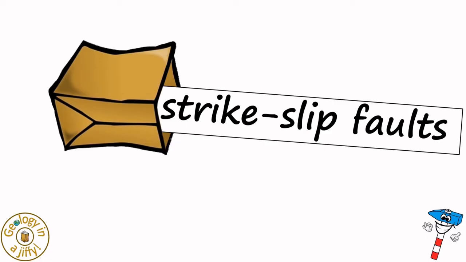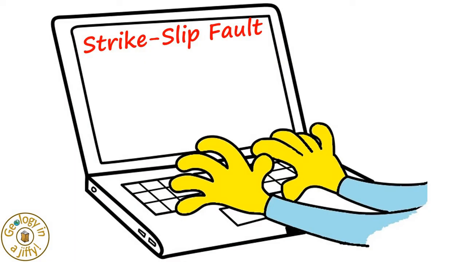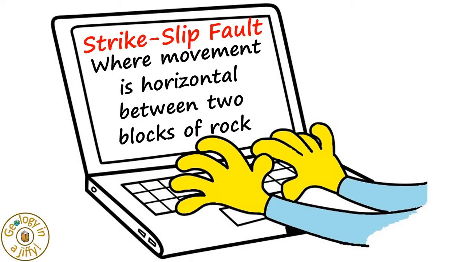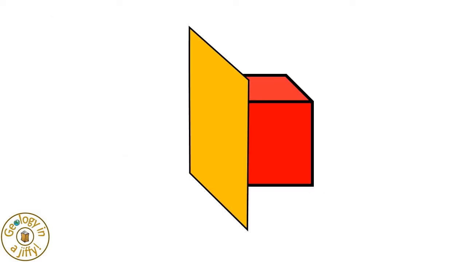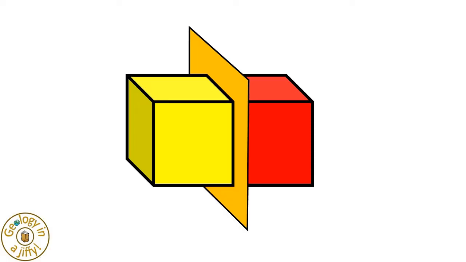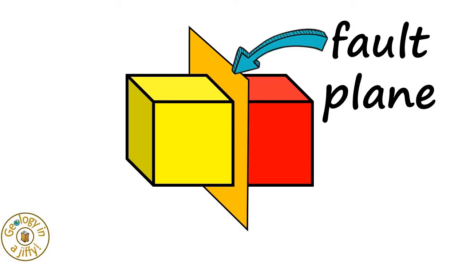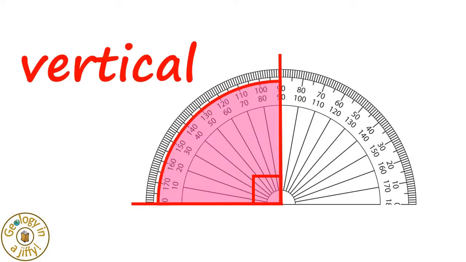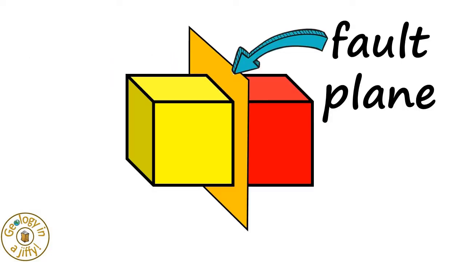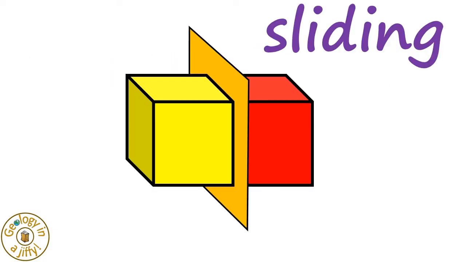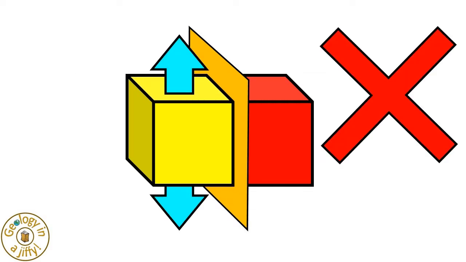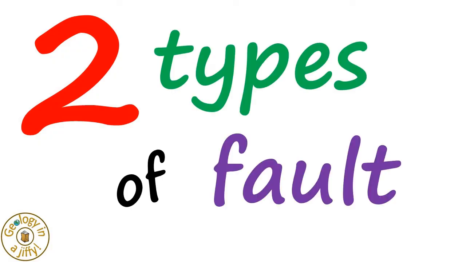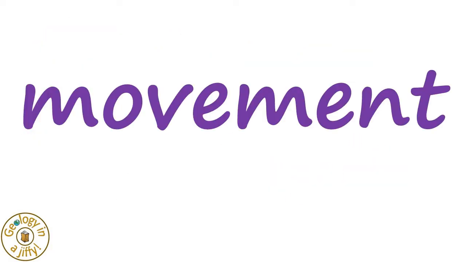Strike-slip faults. A strike-slip fault occurs where movement is horizontal between two blocks of rock. If we take a block of rock and slide it against another block of rock, the surface about which the blocks slide is called the fault plane, which is vertical in strike-slip faults. The movement about the fault plane is by sliding, either horizontally to the right or to the left, but not up or down.